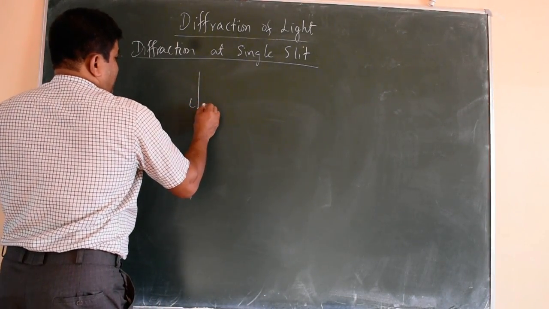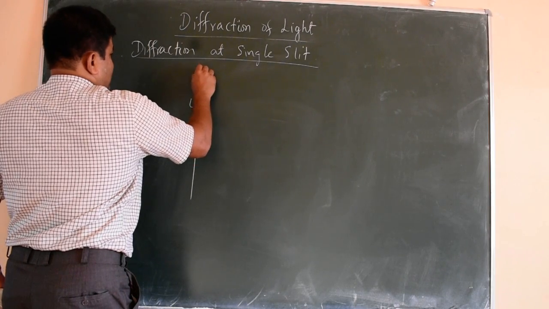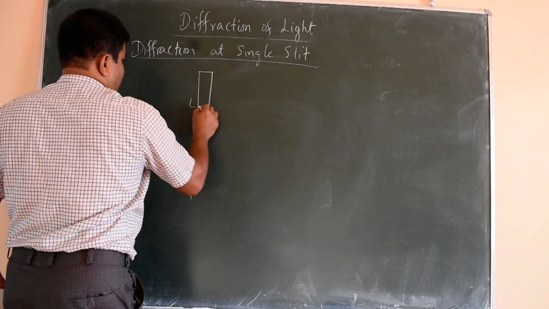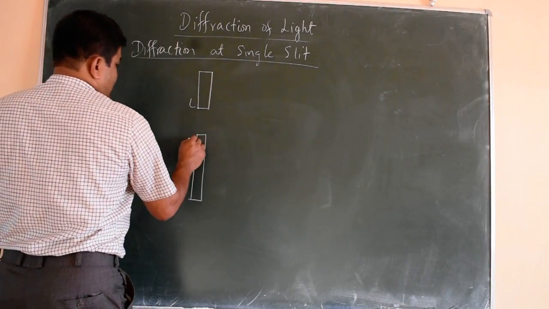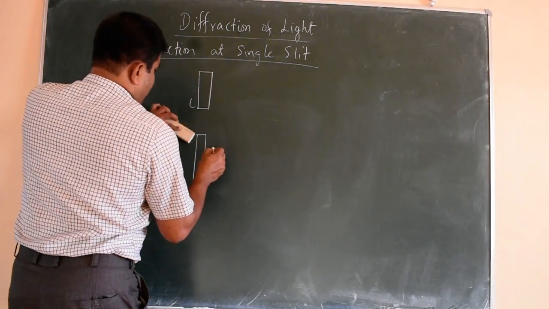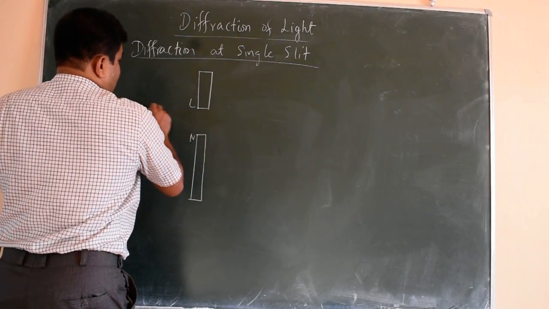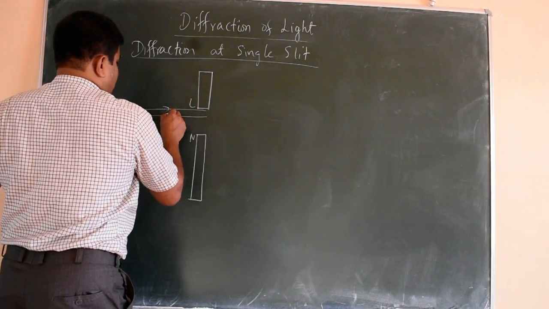So this point I will take as L. Okay, so here I will take this one as M. Width also I will take for this. So here is L, M, and N I will take. Now I illuminate this slit with white light.